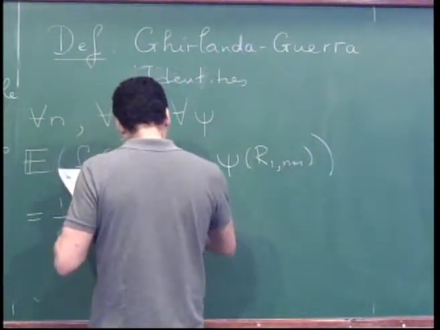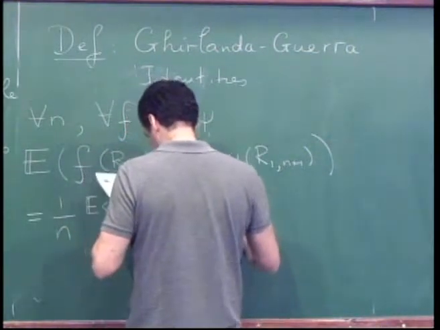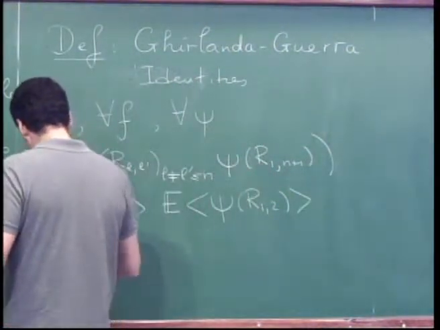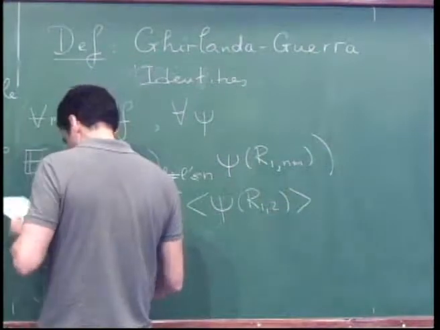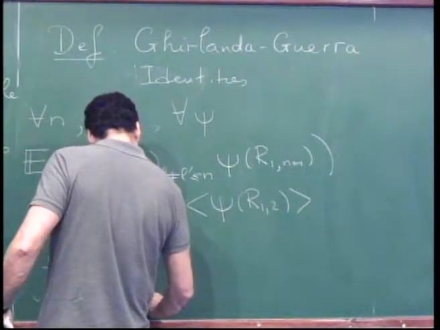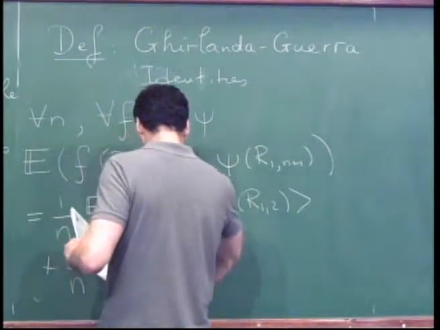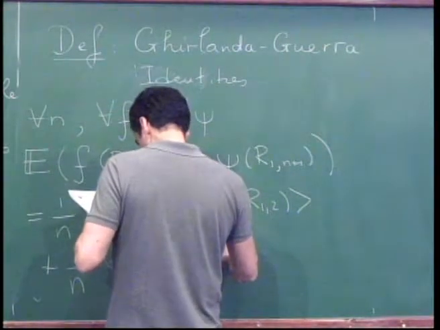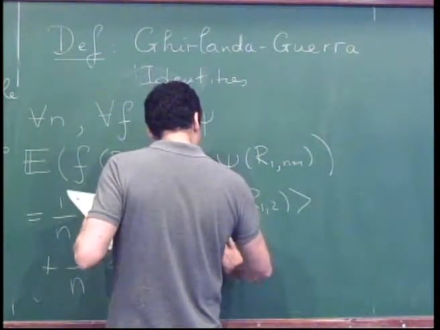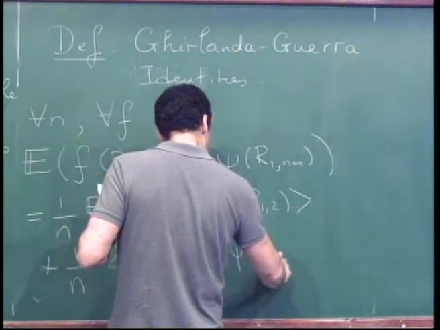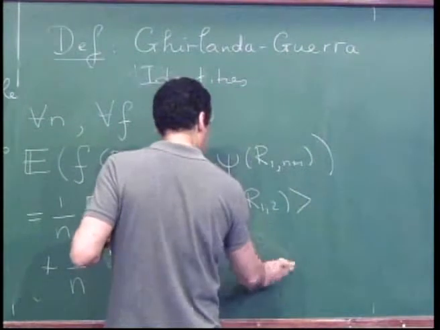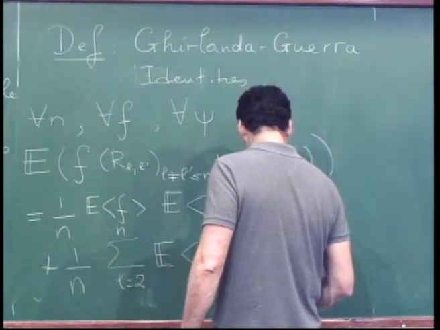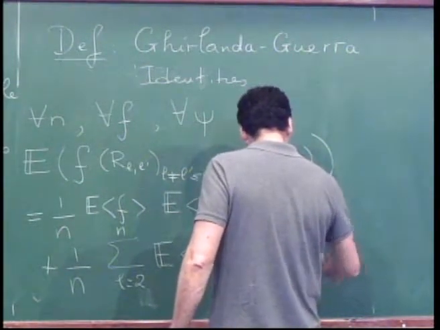1 over n, the expectation of the bracket of f, times the expectation of psi of R_12, plus 1 over n, the sum from L equal 2 to n of the expectation of the bracket of f times psi of R_1L.